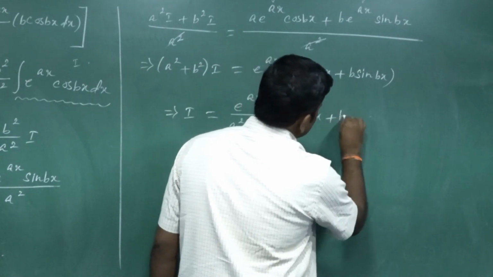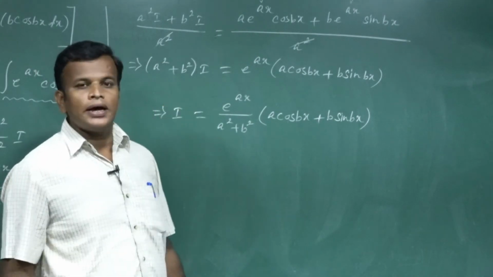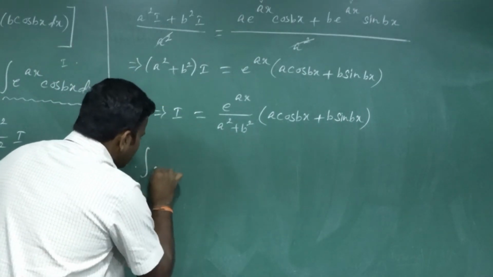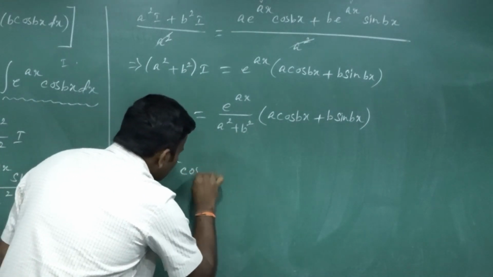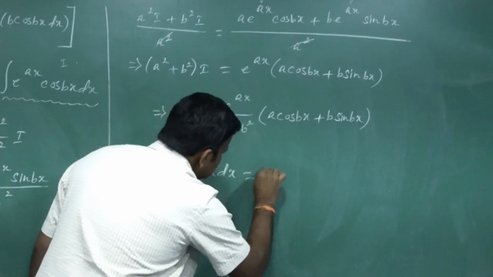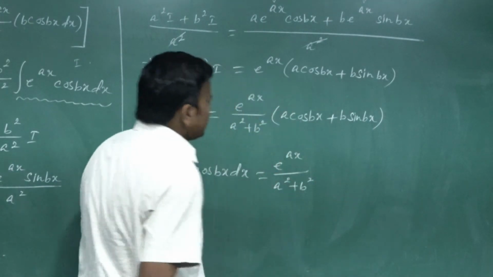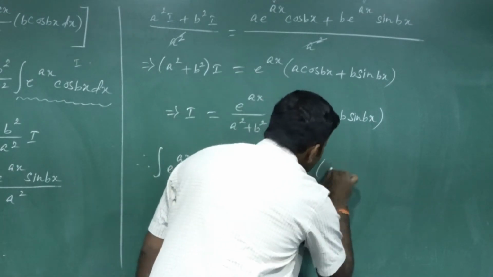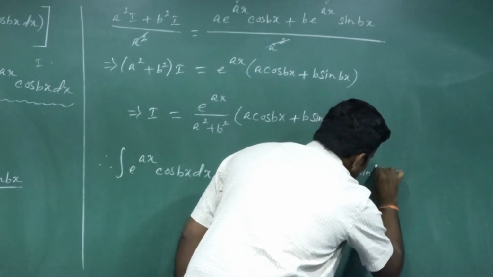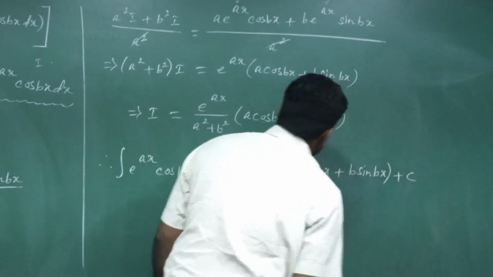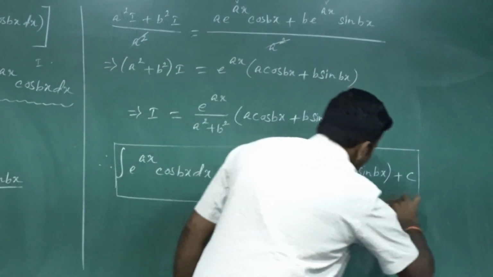a cos bx plus b sin bx. I is nothing but our given sum. Therefore, the value of the integration of e power ax cos bx dx is equal to e power ax divided by a square plus b square of a cos bx plus b sin bx. It is an integration, so lastly we add the constant c.